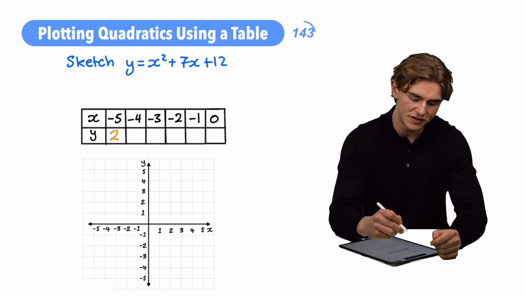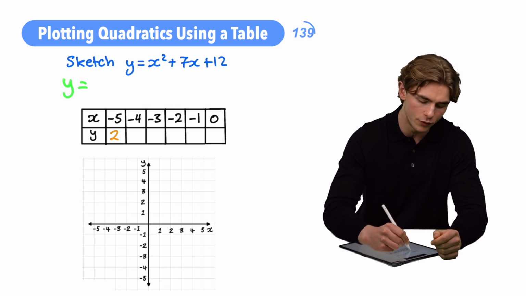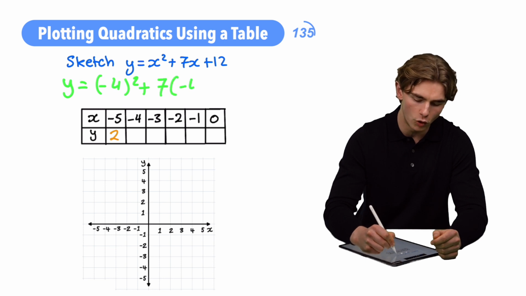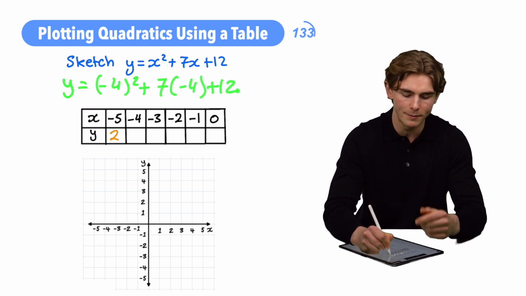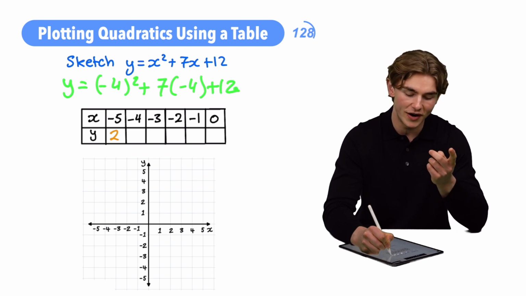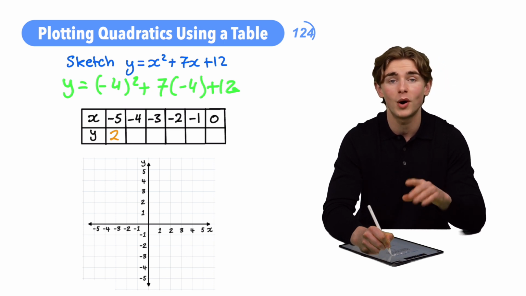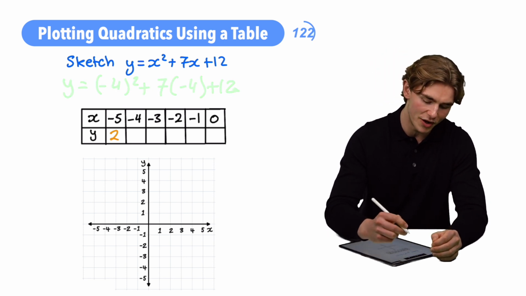What about substituting in x equals minus 4? What are we going to have? We're going to have that y is equal to x squared, so minus 4 squared, plus 7 times by minus 4, plus 12, what's that going to be? Minus 4 squared is 16, plus 7 times by minus 4, that's going to be minus 28. So we're going to have positive 16 minus 28, that's going to give us minus 12. Minus 12 plus 12, that is going to give us 0, guys, so we can put that in.